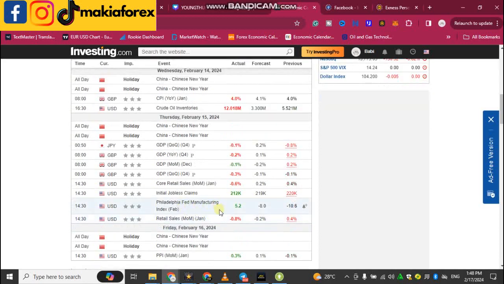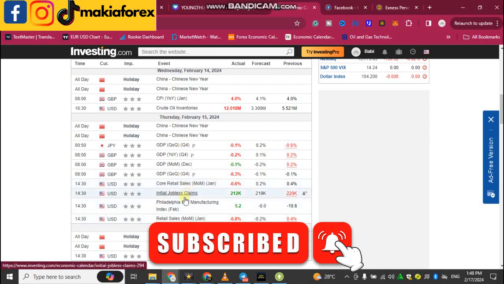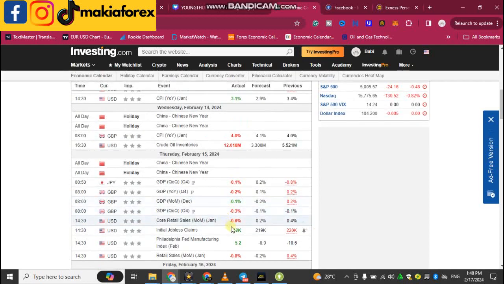The Fed's index was also good, as you can clearly see over here. But the retail sales, both the core retail sales and the retail sales, were all bad. You can see minus 0.8 compared to minus 0.2. So these two news were bad. And this particular news, the retail sales, overshadowed the initial jobless claims and the Philadelphia Fed's manufacturing PMI index.